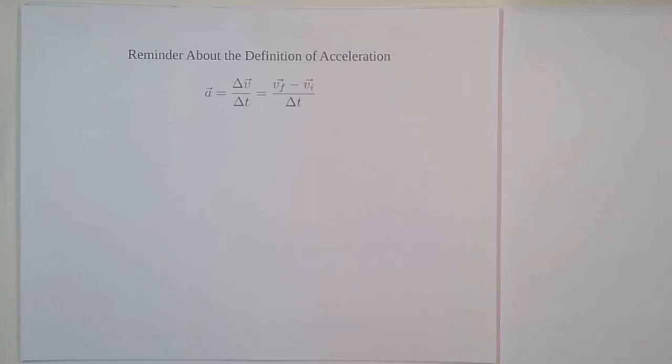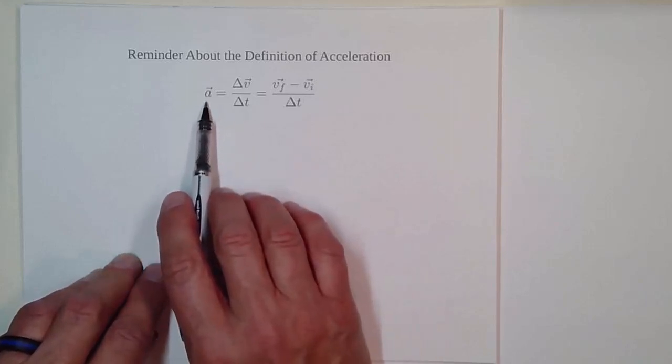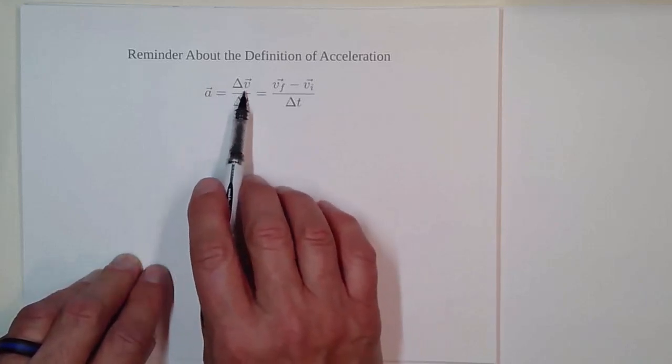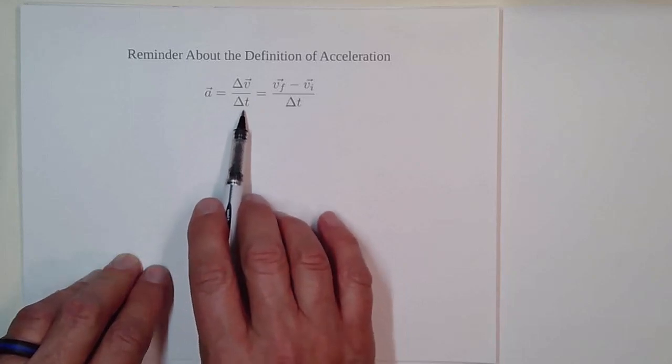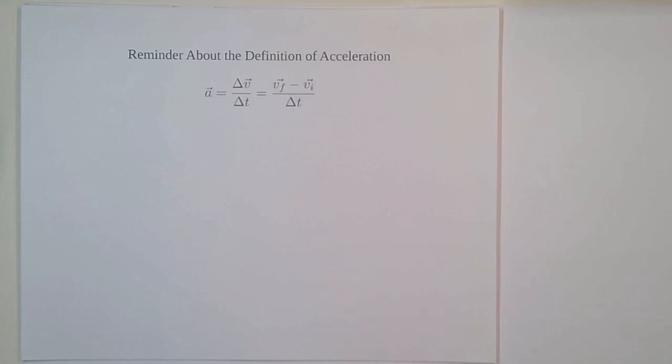I'm going to start this by providing us with a reminder of the definition of acceleration. Acceleration is defined to be the change in velocity divided by the change in time. Now, so far, we've been talking about acceleration as being either an increasing or a decreasing speed in some direction. We started off with one-dimensional motion.